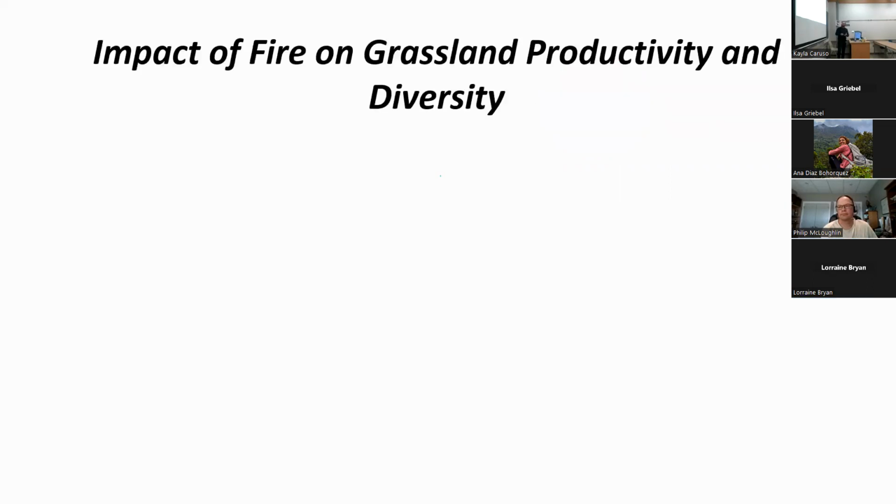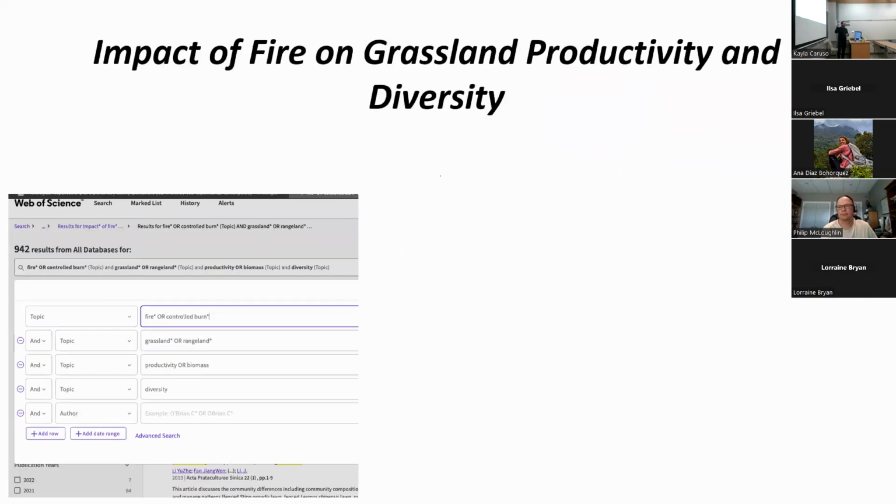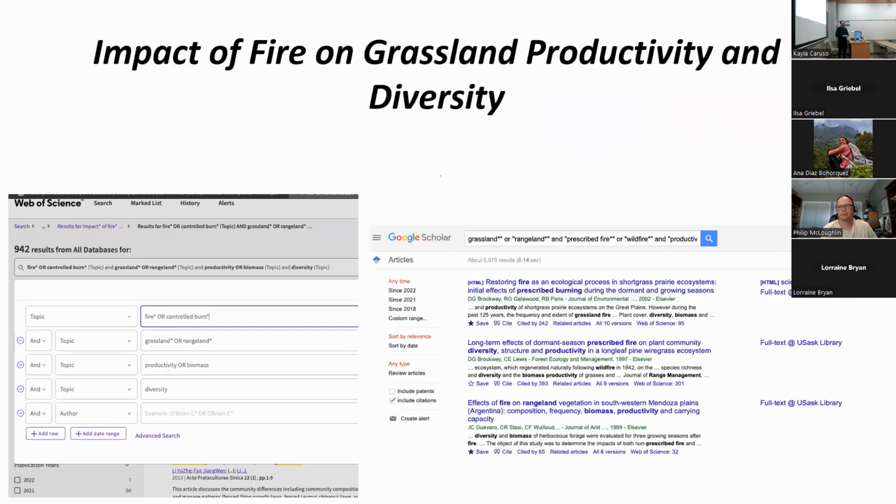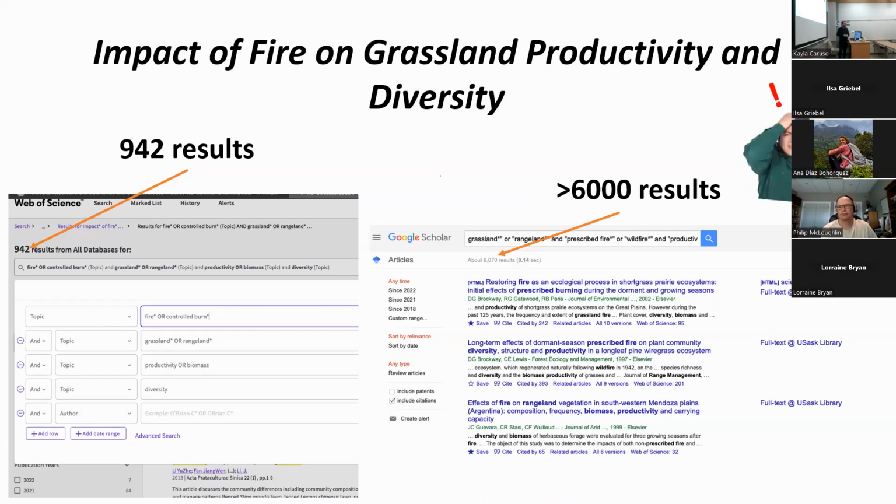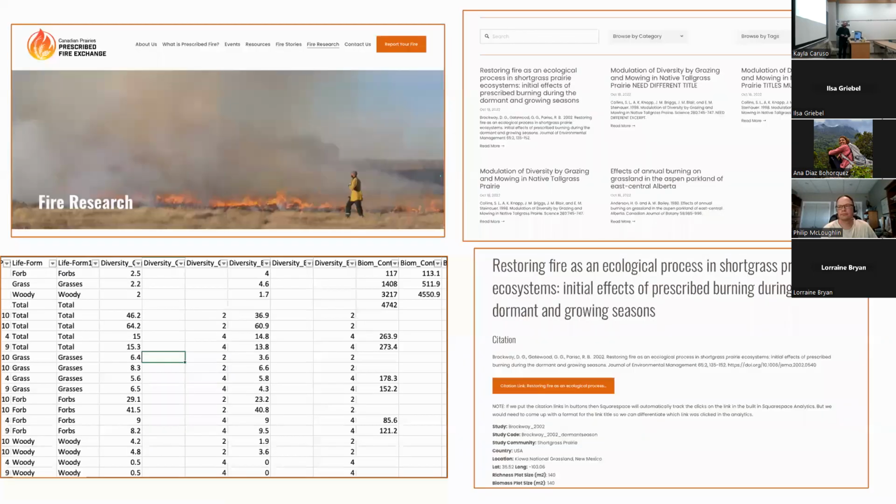So essentially, what we're doing here is putting keywords into searching tools such as Web of Science and Google Scholar. And so far, we found that in Web of Science, we have around 9,000 different studies, and in Google Scholar, around 6,000. You may know that's a lot of work, but we believe it's really important for our goals. And so how is our research database going to look?